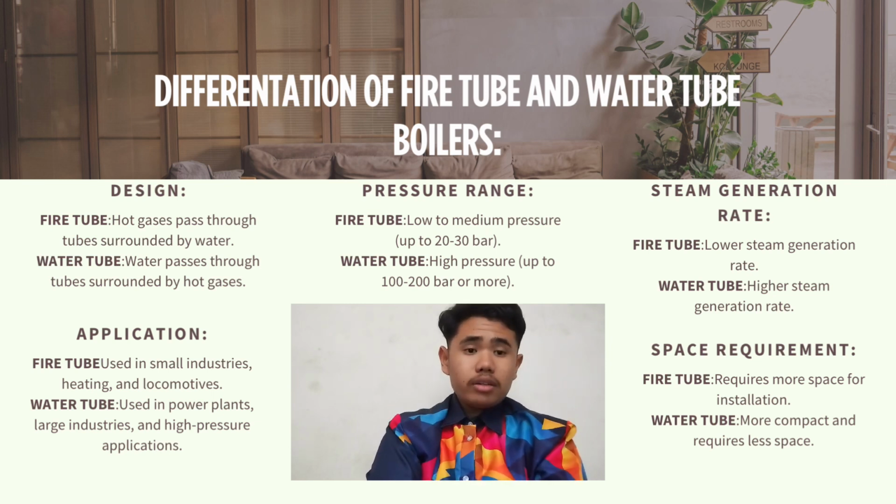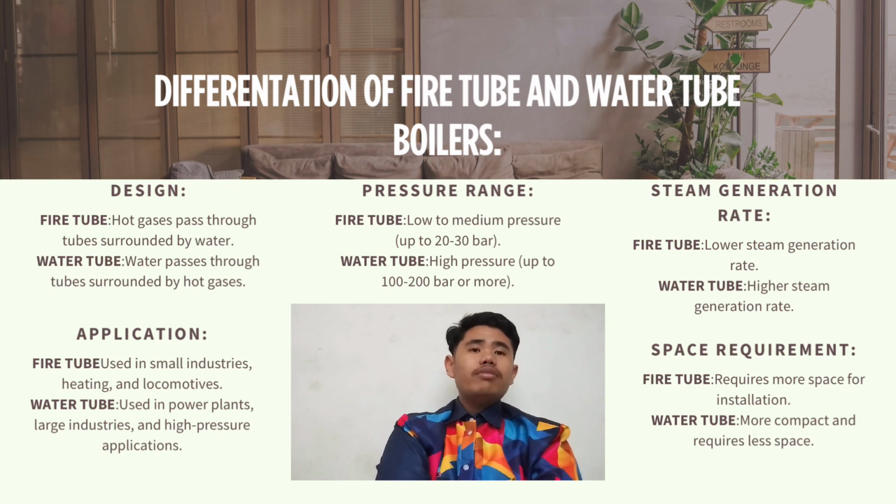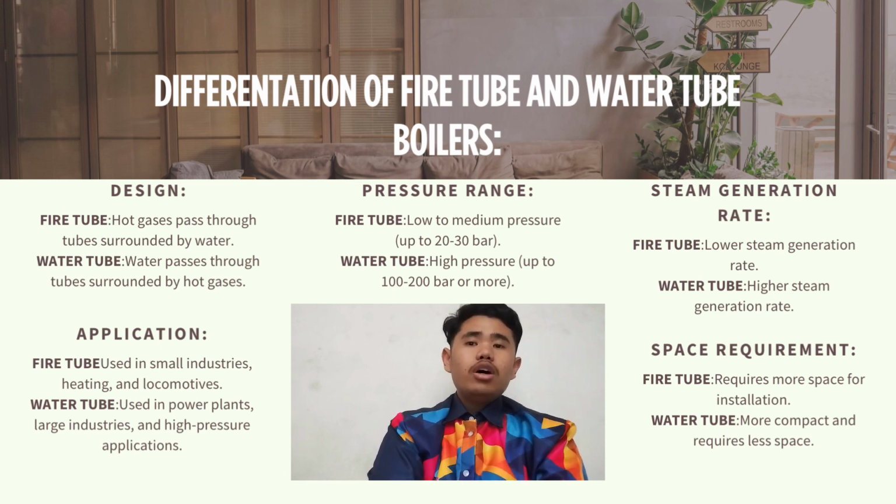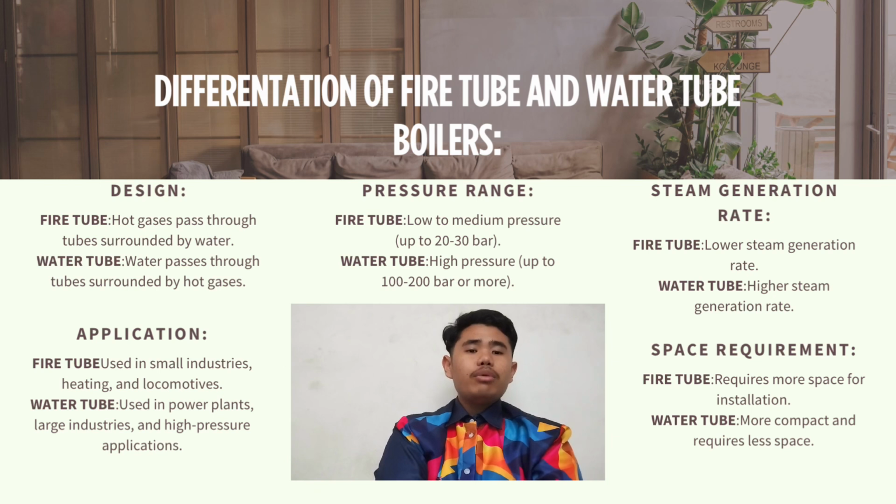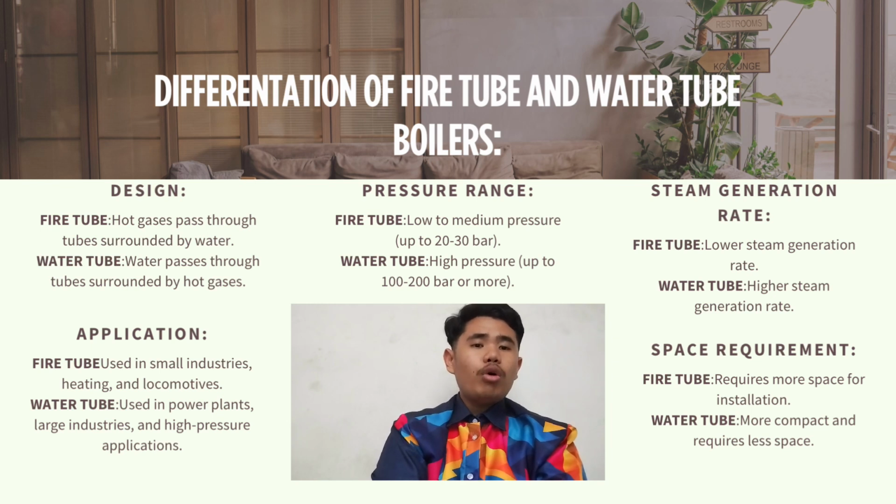Now I want to tell you about the differentiation of fire tube and water tube boilers. For design, in a fire tube boiler hot gases pass through tubes surrounded by water, and for a water tube boiler, water passes through tubes surrounded by hot gases. For pressure range, fire tube is low to medium pressure, up to 20 to 30 bar. For water tube, high pressure, up to 100 to 200 bar or more.